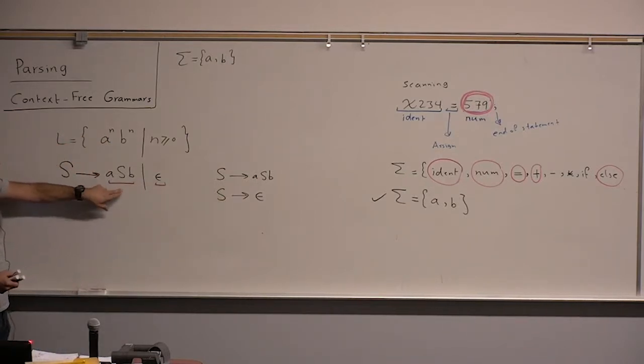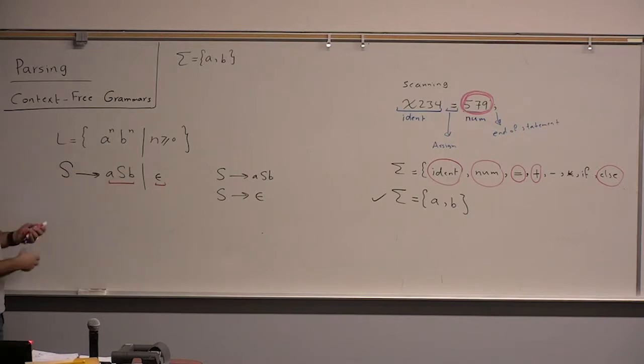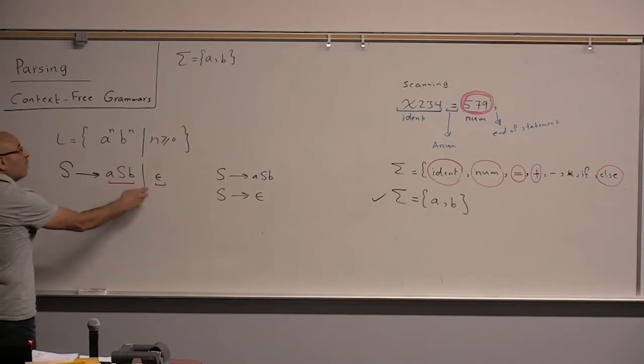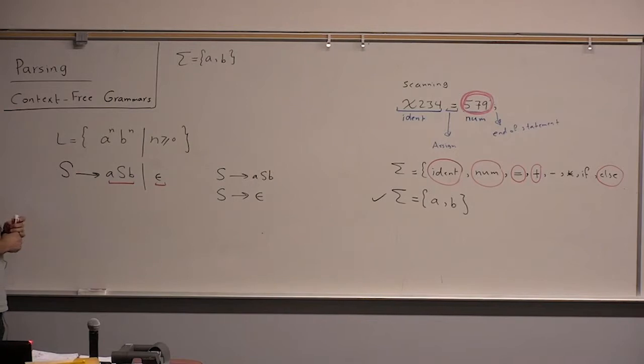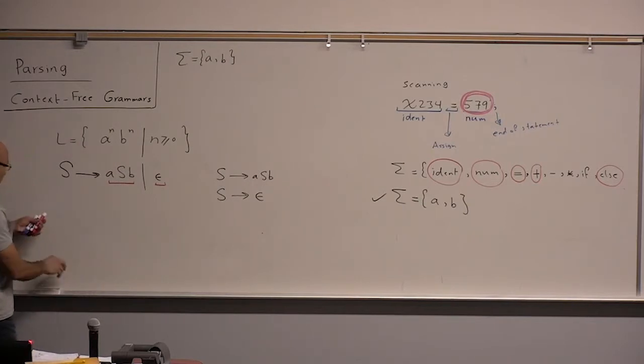But usually it's more convenient to write it this way. If there are multiple rules that define the same symbol, we can do them this way, where this bar stands for what? Or. So this stands for or. It's like S is either aSb or epsilon. We can write it this way, or we can write it this way.